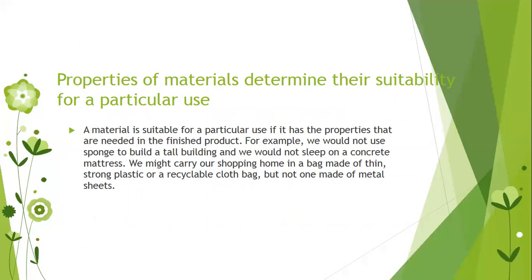Now, a material is suitable for a particular use if it has the properties that are needed in the finished product. For example, you would not use a sponge to build a tall building. You would use bricks, you would use concrete because they are strong. You want the building to be strong. Also, you wouldn't sleep on a concrete mattress. In order to sleep comfortably, you need a soft but firm mattress. So you'd use some other kind of material.